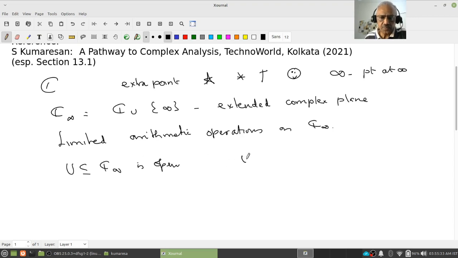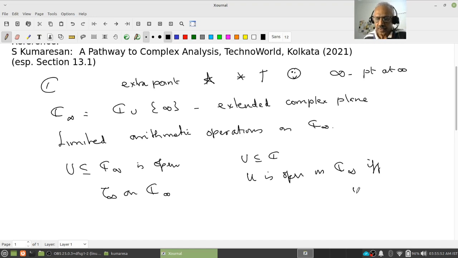If U is actually a subset of C, then U is open. So I want a topology tau infinity on C infinity. If U is already contained in C, then U is open in C infinity if and only if U is open in C. This is the first criterion.